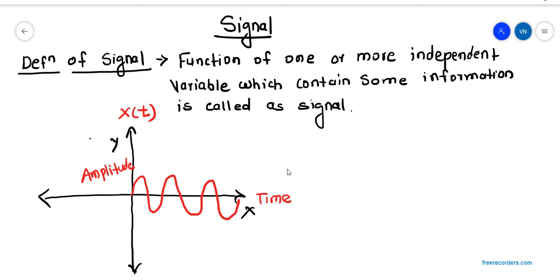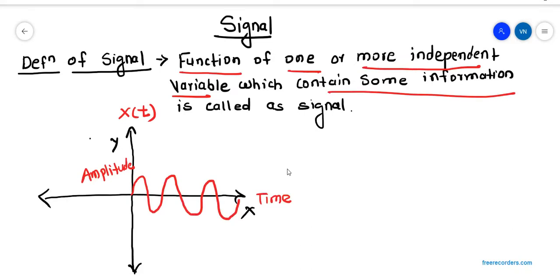In today's video, we're going to see the basic definition of a signal. I have already said that we are going to start the new course, Signal and System, so this is the first video on a signal. Basically, what is the definition of a signal? First, just look at the definition: a function of one or more independent variables which contains some information.